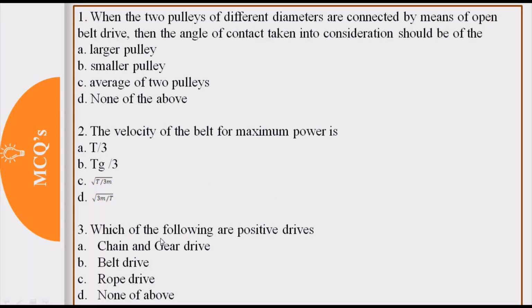Now next, which of the following are positive drives? The options: first is chain and gear drive, second is belt drive, third is rope drive, and none of the above. In the whole lecture we have discussed that chain and gear drives are positive drives. Therefore the answer to this question is chain and gear drive, that is A, as it gives constant velocity ratios, they are positive drives. Hope it is clear.